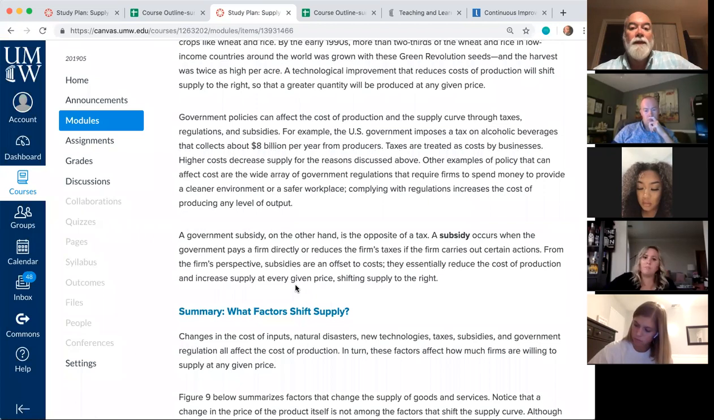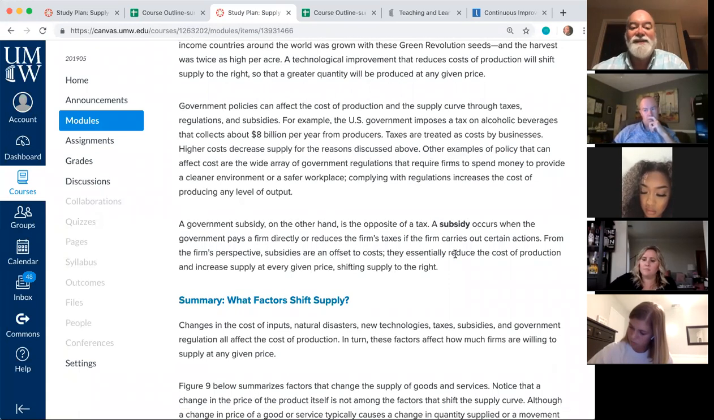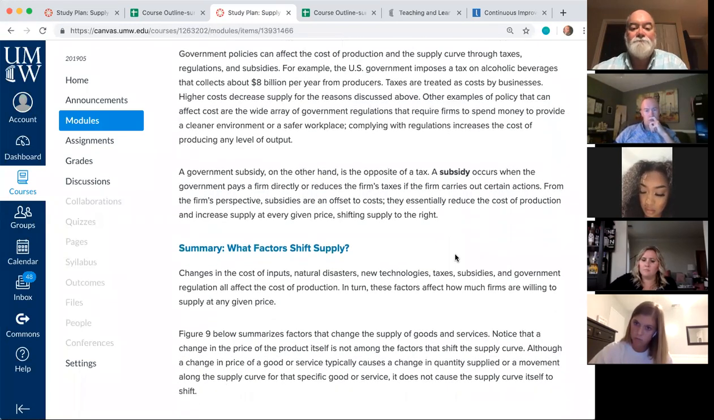A subsidy or a tax. A tax, firms interpret a tax as an increase in their cost of doing business. So it's just like an increase in production cost. It reduces their supply. A subsidy is the opposite of a tax. Okay, the government is actually paying you to do something. And so not surprisingly, a subsidy causes the supply to go up.